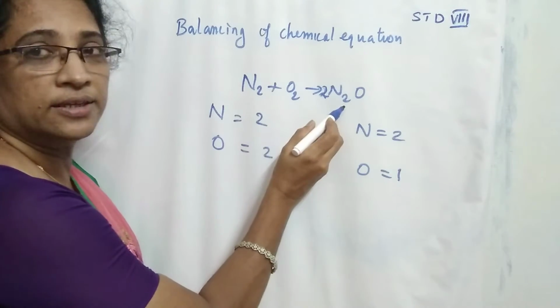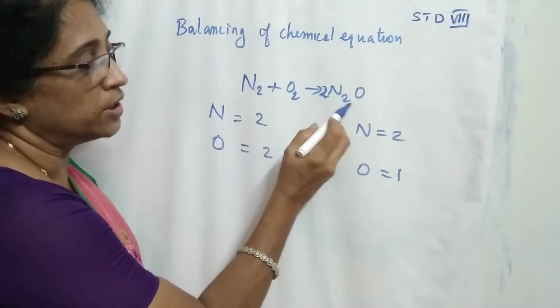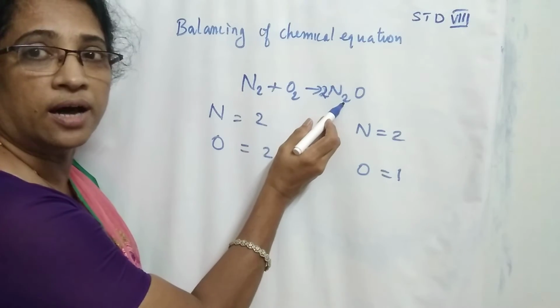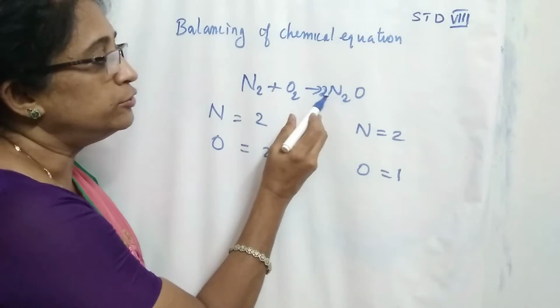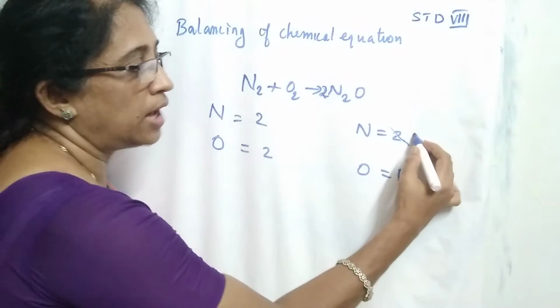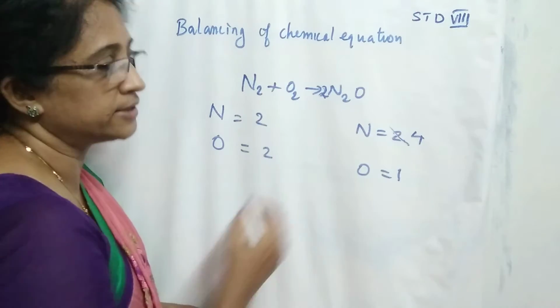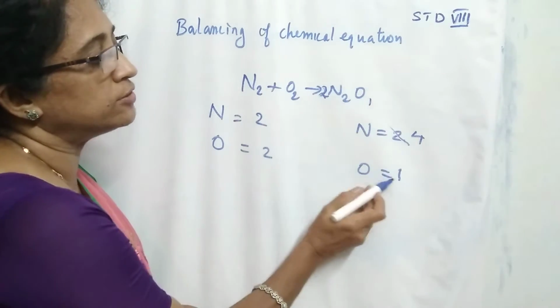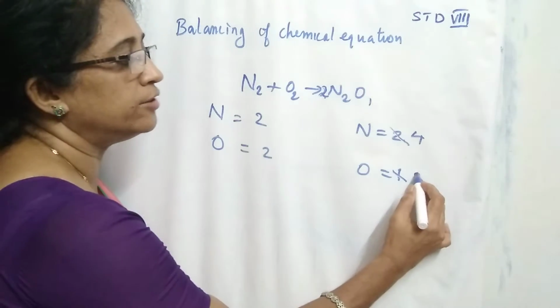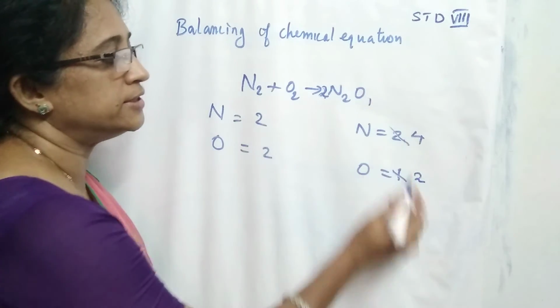Then multiply each element with this 2. So, how many atoms of nitrogen in the molecule? 2. 2 2s are 4. Strike out the old number 2 and write the new number 4. Next, 2 into 1, oxygen is already there. Strike out the old number and write the new product. 2 into 1 is equal to 2.